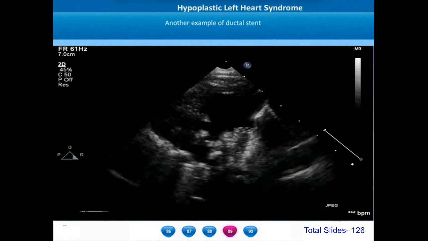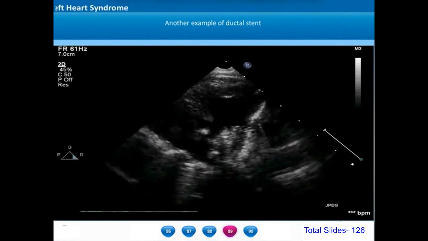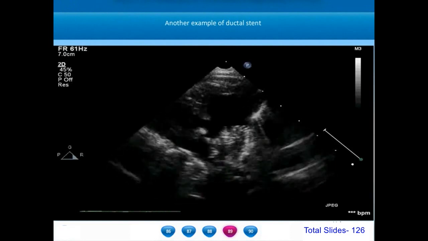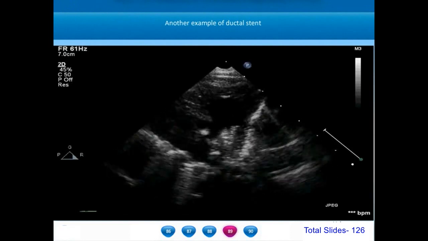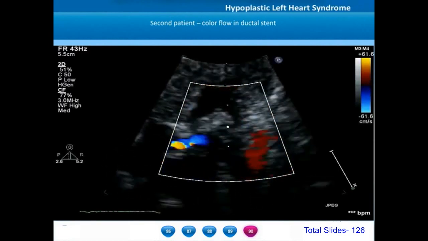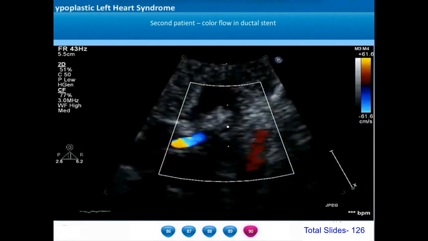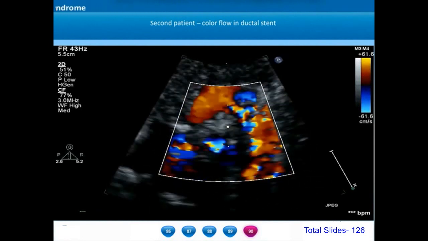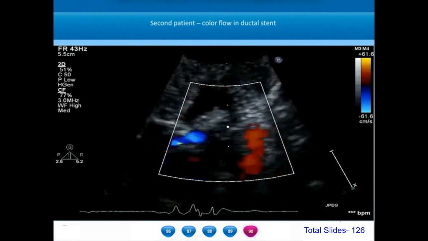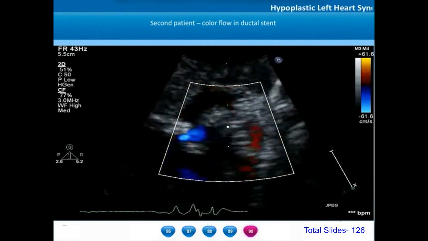This is another patient who was palliated by the same method, hybrid stage 1 procedure for hypoplastic left heart syndrome. You can identify a large ductal stent in place. Due to the large size of the ductal stent, the flow in the ductal stent into the descending thoracic aorta will be laminar. You can also notice the high velocity turbulent flow in the banded pulmonary artery. The right pulmonary artery anatomically is looking very small because of the tight RPA band.